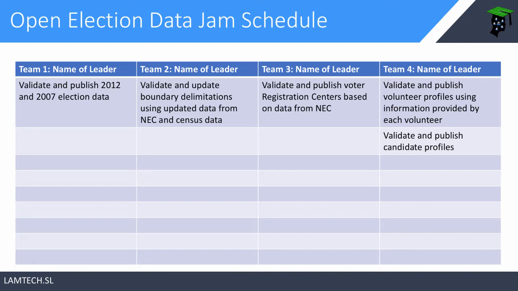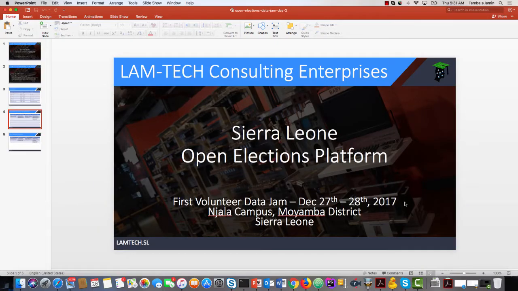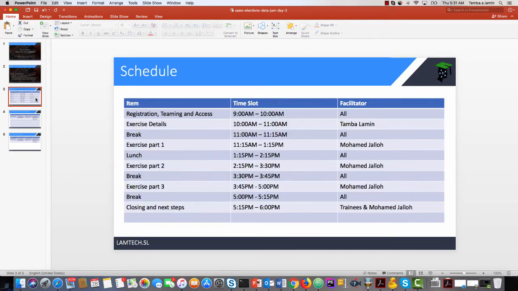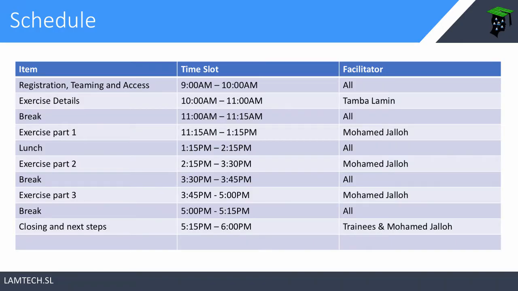So I'm going to work on team one, which is going to be responsible to validate and publish 2012 and 2017 election data. But before I get to that, I'm going to just review the schedule quickly. So the schedule for the day: we do registration, we set up the teams, and then we set up all of our access to the different sites. Then we will do the exercise details. I will walk you through the details of the exercise, and then we will get a break.